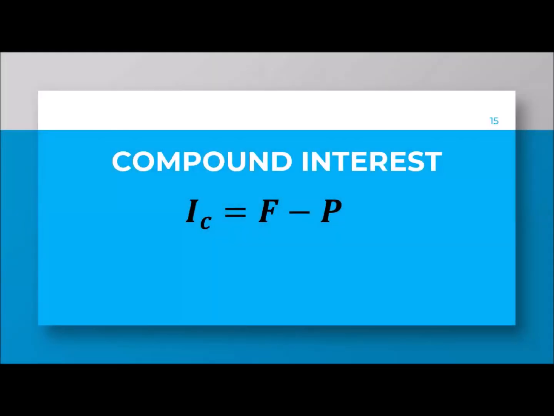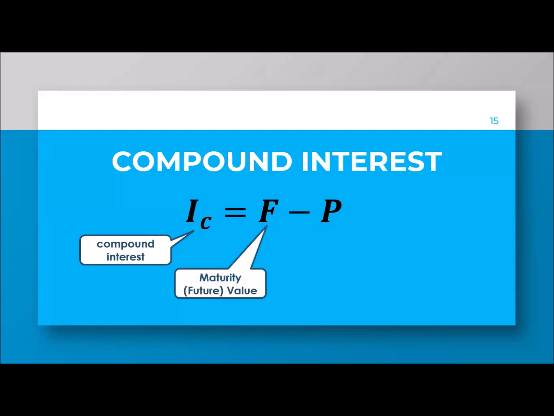Paano makuha ang compound interest? Katulad na banggit ko sa inyo kanina, kailangan ang future value. So, ang symbol ng compound interest I sub C, F is the maturity or future value, and then P is the principal or the present value. Okay? So, please take note of these formula.